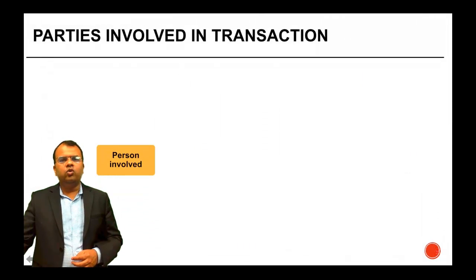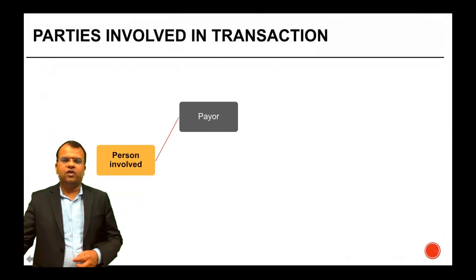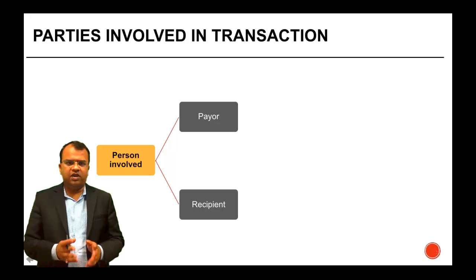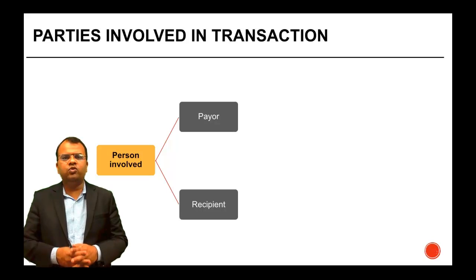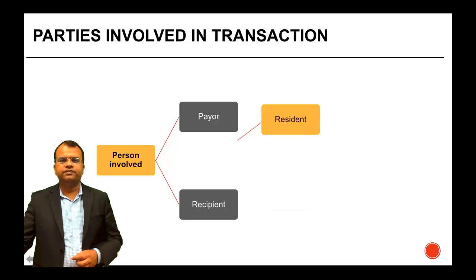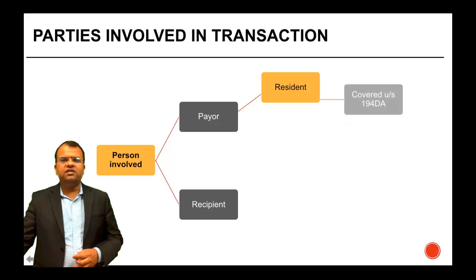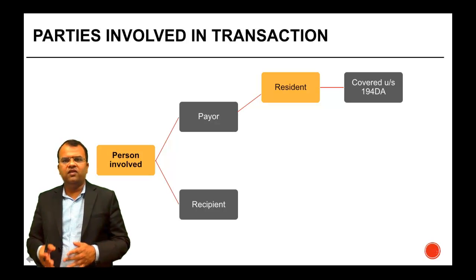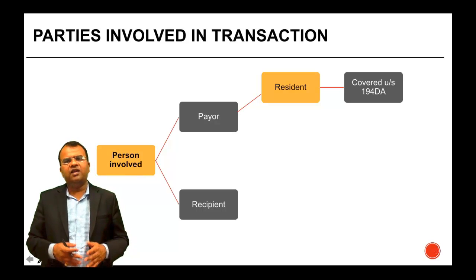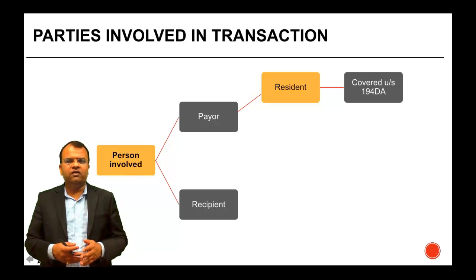The first question is, who are the parties involved in a transaction? Obviously, there are two people who could be there in a transaction. One is the person making the payment or the payer. The second one is the recipient, the person who is actually receiving money towards life insurance policy. Now, if the resident is a payer, then he is covered under section 194DA. What that means is that if a person who is in the nature of a resident makes any payment towards life insurance policy, he will be covered under section 194DA and therefore will be under an obligation to withhold taxes.